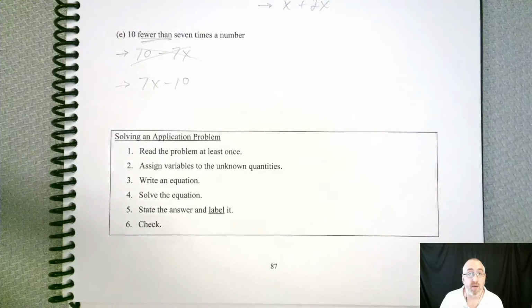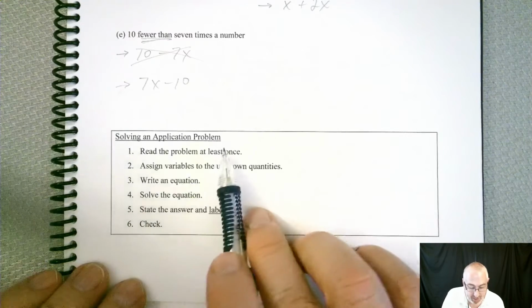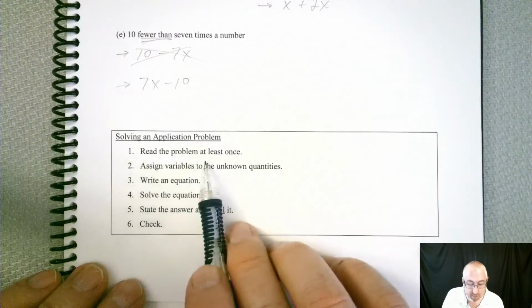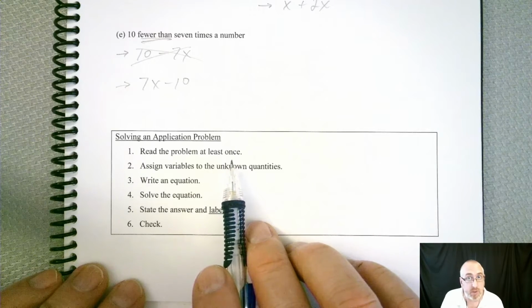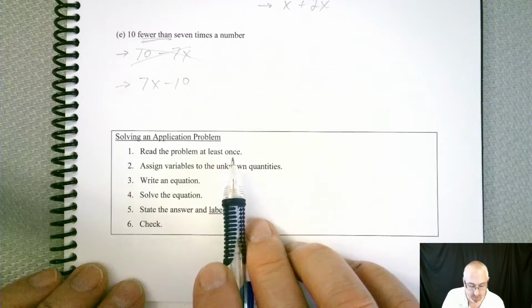So now that we have an understanding of how we can translate from words into mathematical expressions, we can now try to apply that to solving word problems. Yay! All right, so solving an application problem, first step, read the problem at least once. You might have to read it more than once, or 3 or 4 times. Read as many times as you need.